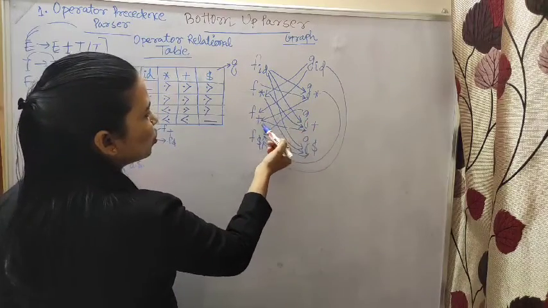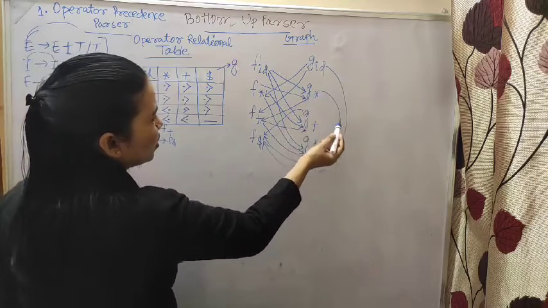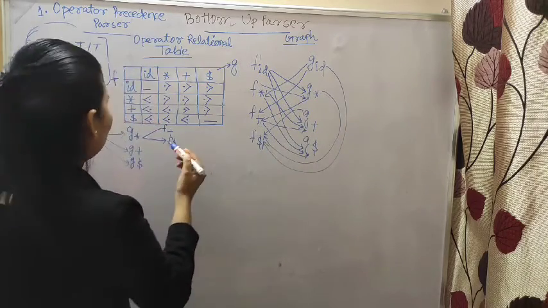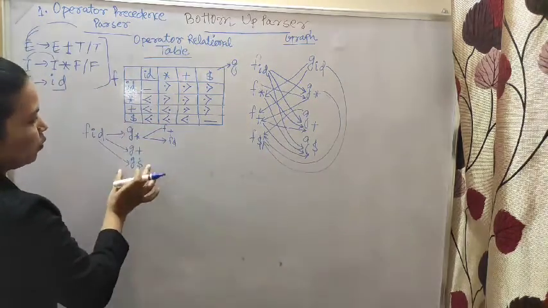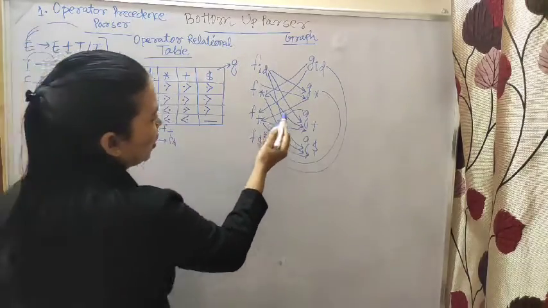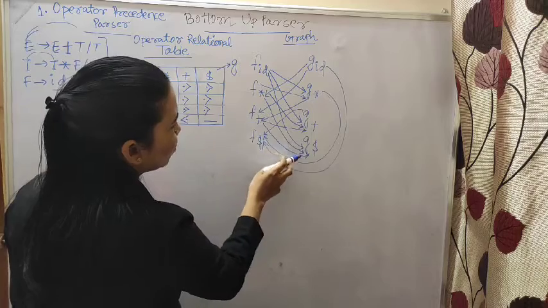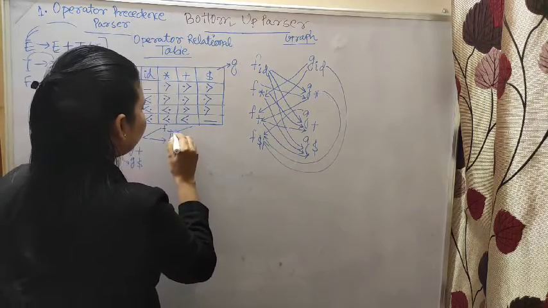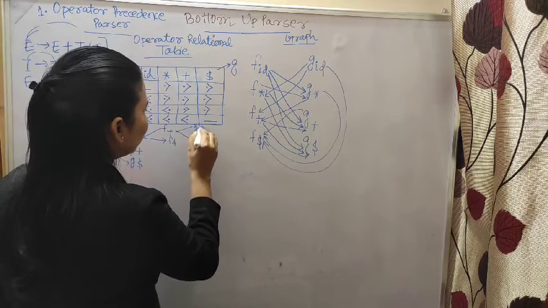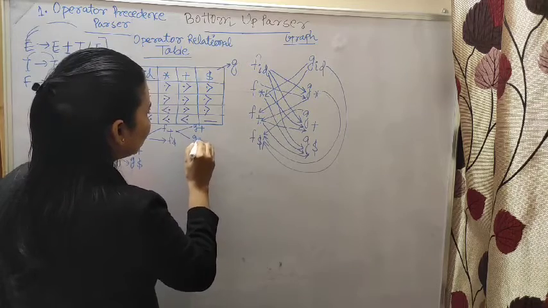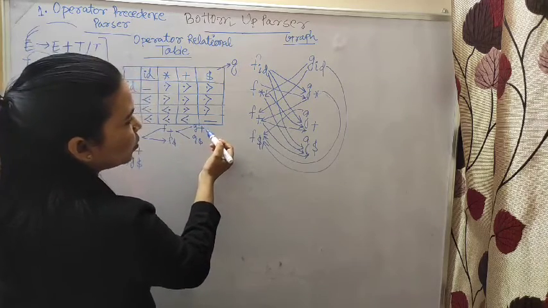G star is going to F plus and G star is going to F dollar. Now through the F plus, one by one we will check it. F plus, now we are coming to F plus. F plus is going to G plus, otherwise G dollar. G plus, G dollar. Now G plus we have reached.